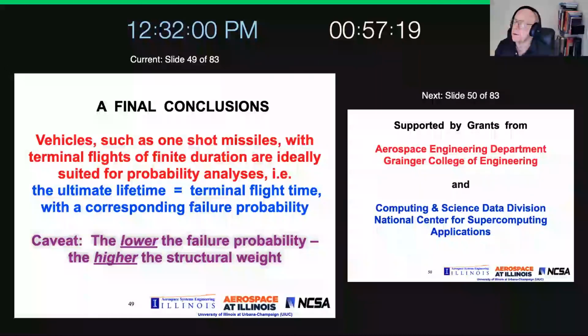And the final conclusion is that probability analysis is best applied to missiles, because their one flight deals with a predicted time of flight, and we know what we can tolerate for the probability of failure. And of course, the lower the probability of failure, which is what you want, you're never going to get zero practically, but you want it lower. You have to realize it takes more structure, which takes more weight, and therefore you may have a heavier airplane and you have to do something.